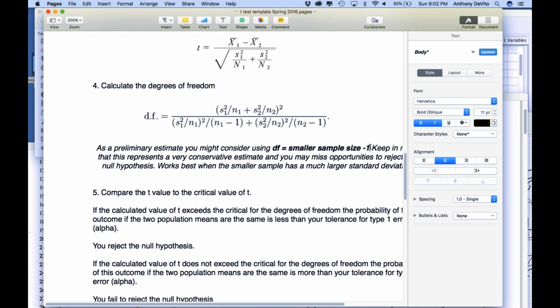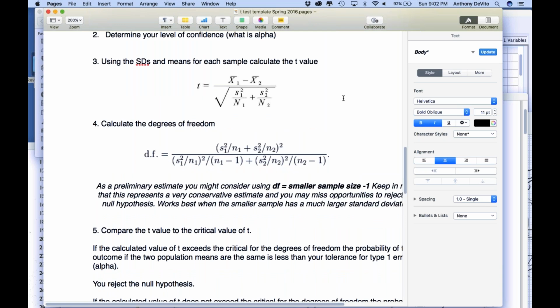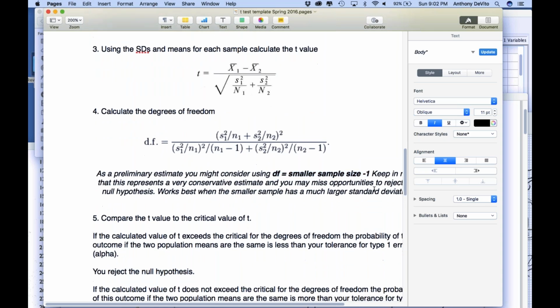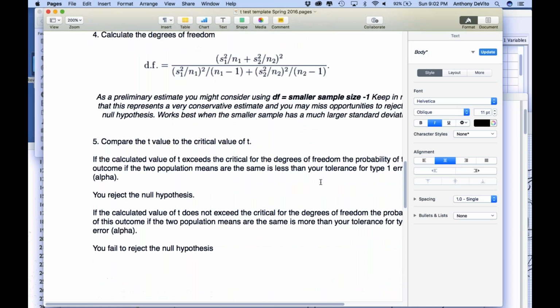Again, you look up your critical value of t, which is based on your degrees of freedom, which is going to be, for your purposes, the smaller sample size minus 1, right? And you're going to compare the t you calculate, by taking your difference in the means over your standard error, to your t critical. If it's greater than your t critical, you're going to reject your null hypothesis.